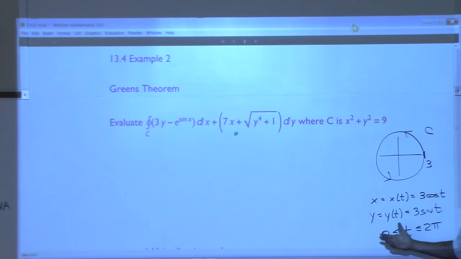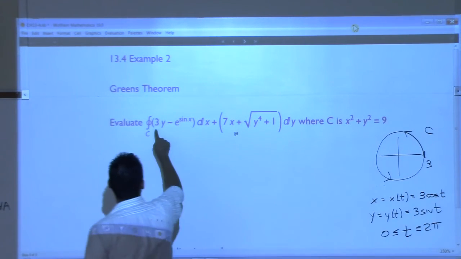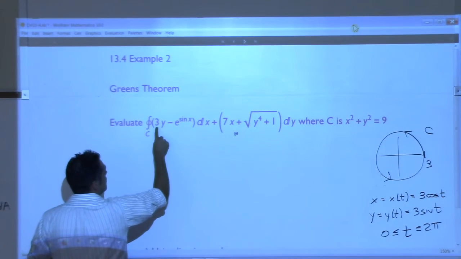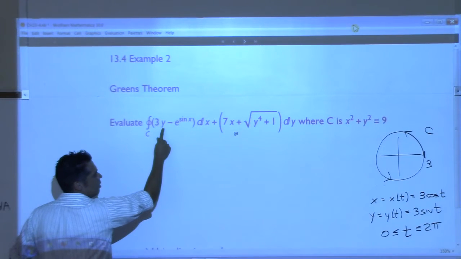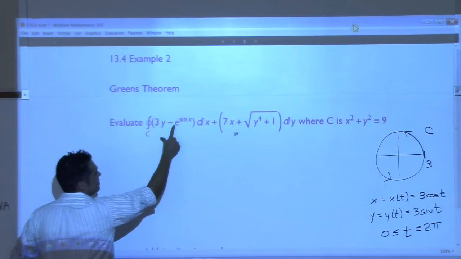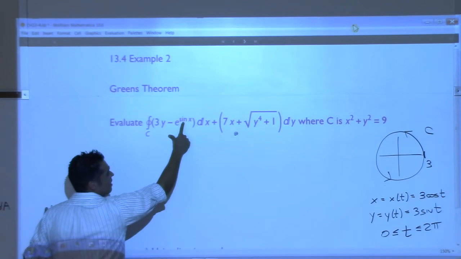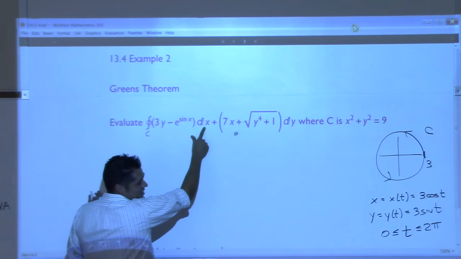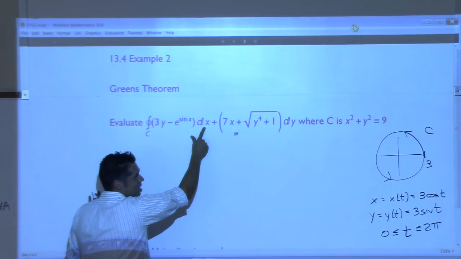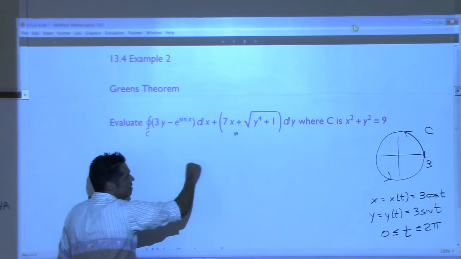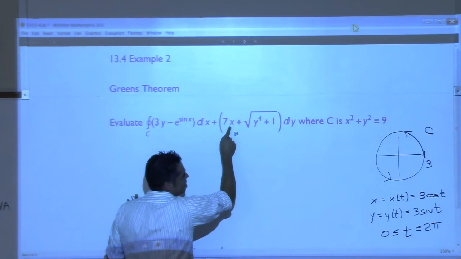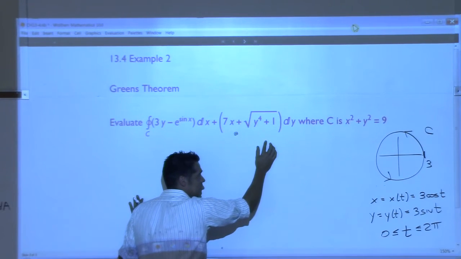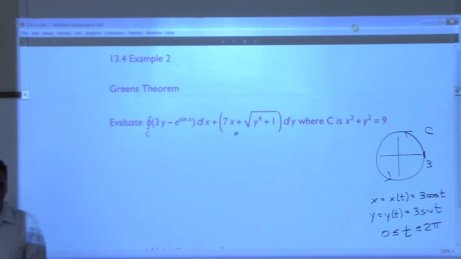It's the next part, right? Because now what I'm going to have to do is rewrite these. Oh my goodness gracious. So this is going to become 3 times what? 3 sine t minus e to the sine of 3 cosine t, and then dx, the derivative of x, which is negative 3 sine t dt. That'll be my first integral. My other one will be 7 times 3 cosine t, square root of 3 sine to the 4th. Ooh. Does that just look terrible? That looks terrible, right?